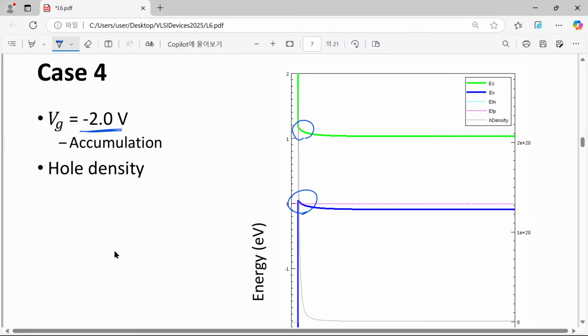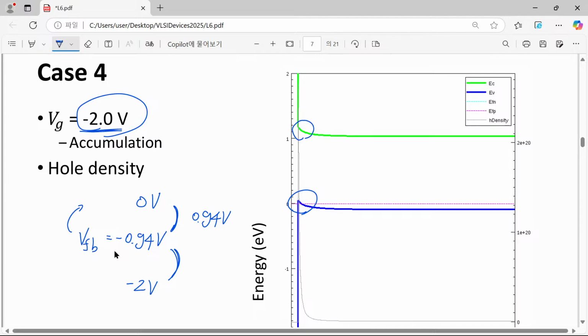But there is a little difference between this minus 2 volt case and 0 volt case. Please have a look at this one. Our flat band voltage in this particular example is minus 0.4 volt. And when we consider 0 volt, the difference is 0.94. And when we consider minus 2 volt, what is the difference? This difference corresponds to 1.06 volt, more or less the same, so about 1 electron volt.